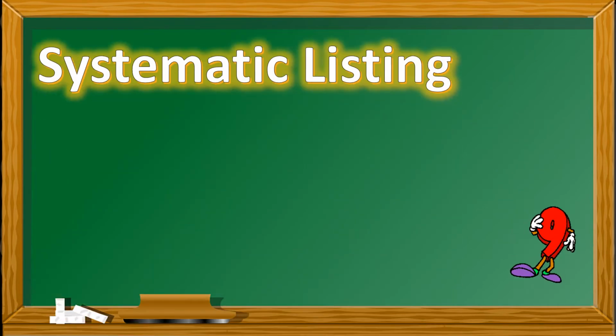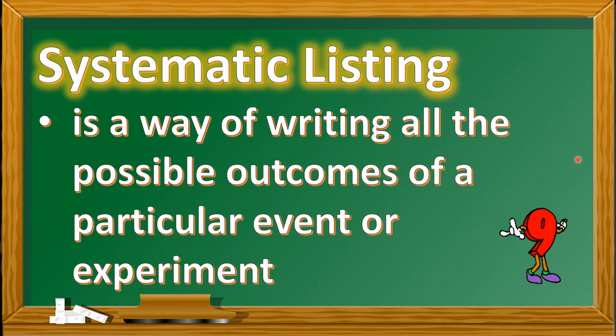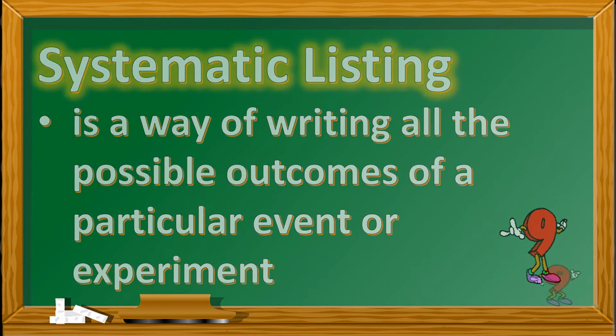Next, we have the third one, which is systematic listing. It is a way of writing all the possible outcomes of a particular event or experiment. Again, from the word itself, there's a system in listing. In this case, you write all the possible outcomes of an event in a systematic way. Later on, I'll be giving you an example of this one.